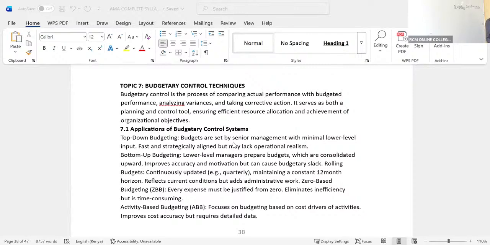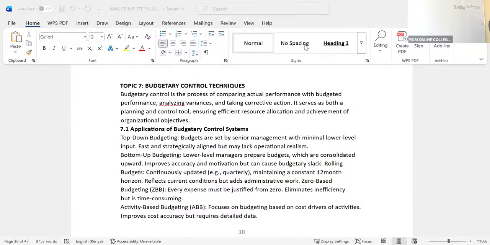Now this is from down up. So bottom-up, normally what does that mean? We have now employees being involved. We have departmental managers who will be able to come up with this budget, and then it goes up for endorsement. So lower level managers prepare budgets, which are then consolidated upward. Improves accuracy and motivation, but can cause what we call budgetary slack.